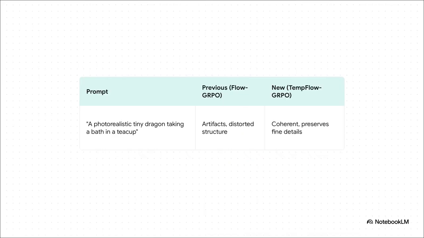And these numbers translate into images that are visibly better. I mean, just take a look at this example from the paper. For the prompt, a tiny dragon in a teacup, the old method creates all these weird artifacts and distortions. But the new method? It creates a coherent, beautifully detailed image, preserving everything from the dragon's scales to the teacup's texture. Simply put, you get fewer weird mistakes.